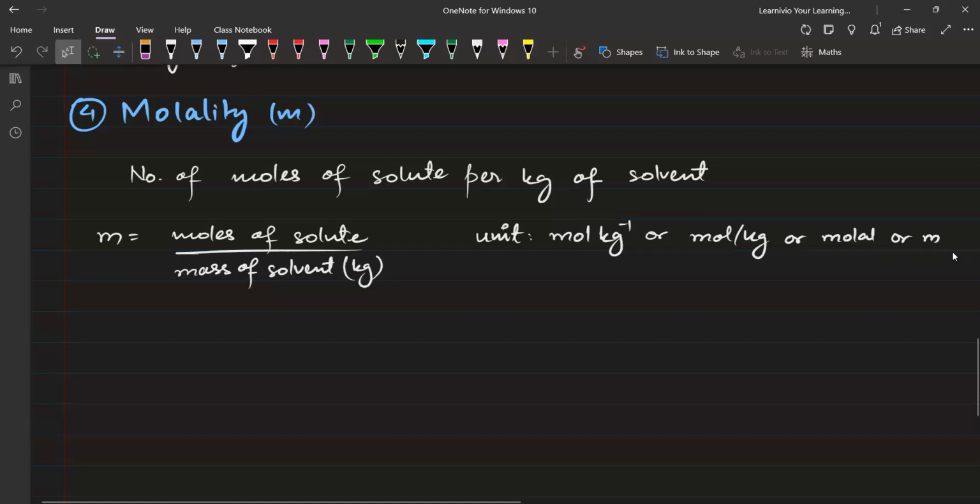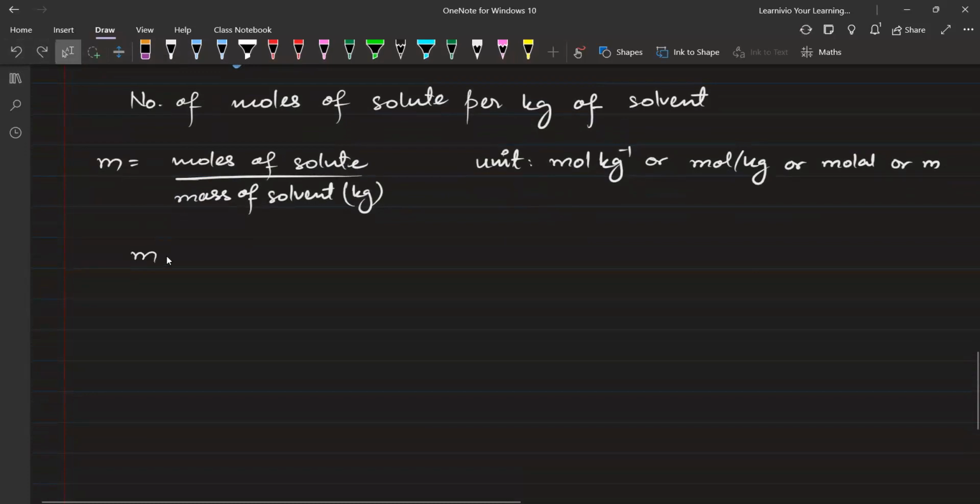You are going to see all of these units in questions. When writing an answer, you can use any of them, but I will always prefer mole per kg. And in a question, if it is given as small m, always rewrite it to moles per kg. It will give you an idea that in 1 kg of solvent, I have added 1 mole of solute. So in short, small m is equal to the number of moles of solute divided by the mass of solvent in kgs.